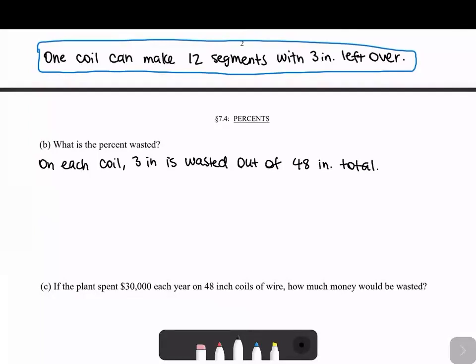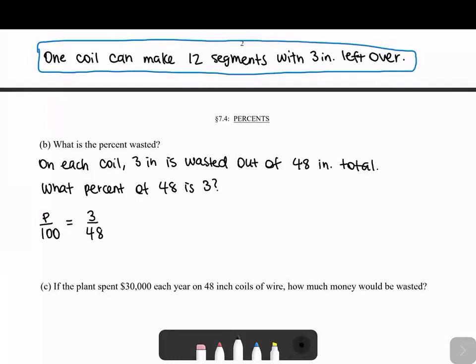So that's basically just asking what percent of 48 is 3. So this is just our basic percent equation. We want to know what percent of 48 is 3. So we can set it up. I'm going to use the equivalence of fractions way to set this up. So P over 100 is 3 out of 48. So 3 is our part, 48 is our whole, and we want to know what percent that is.